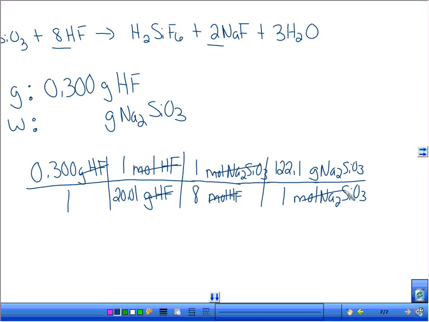This will cancel. And I'm just going to multiply and then divide. You guys that like to do it in one step in your calculator, if you multiply and then divide, make sure that you put parentheses around that in your calculator. They need to be together inside a set of parentheses or you'll get the wrong answer. And you should be coming out with 0.229 grams of sodium silicate. And that's pretty much stoichiometry.